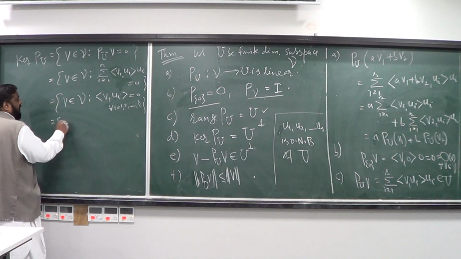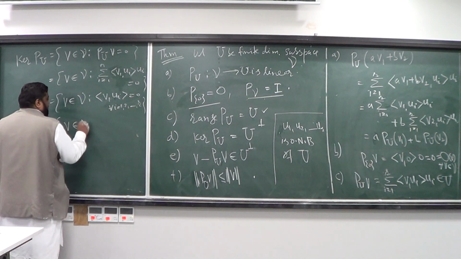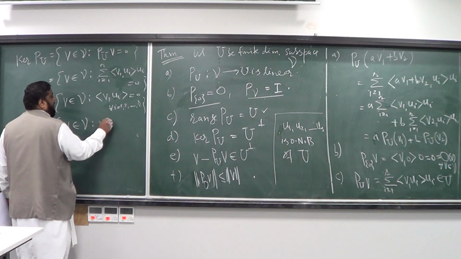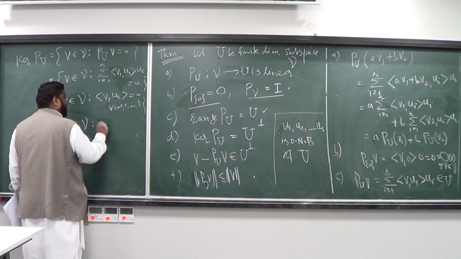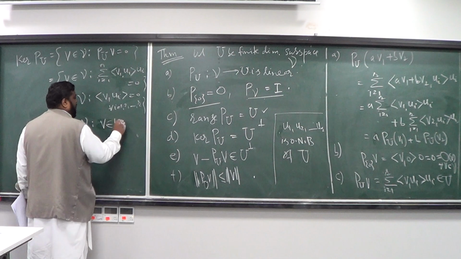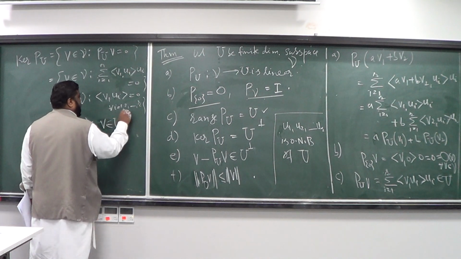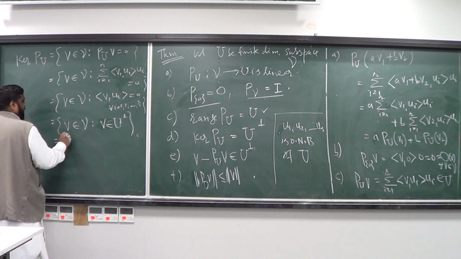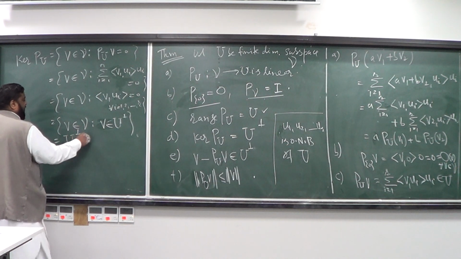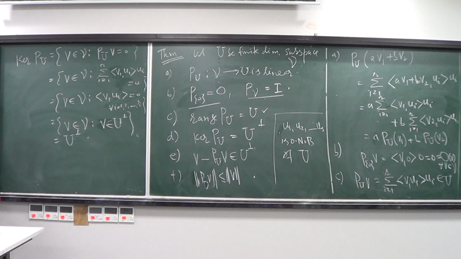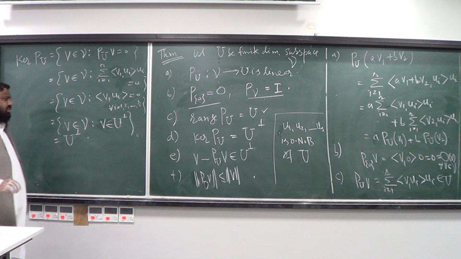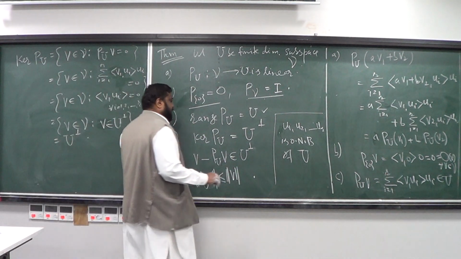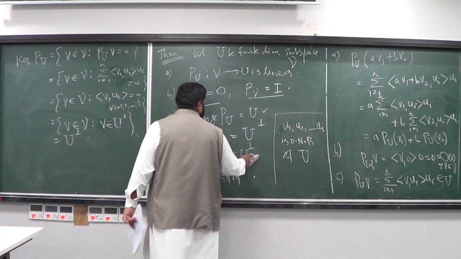So what does this show? That v belongs to U perp. So this shows that the kernel of P_U is really U perp. I hope this makes sense to you. This is also trivial actually.